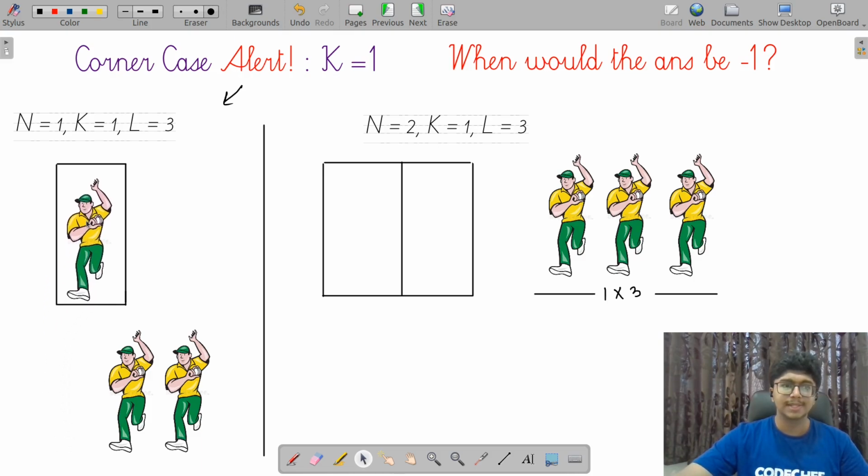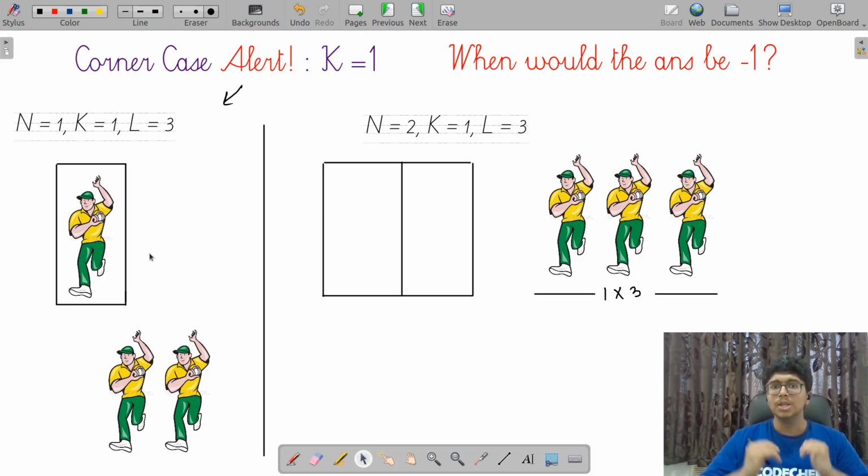What I can do is assign this bowler this particular over, and now it is done, right? So in this case, when the value of n is equal to 1 and the value of k is also equal to 1, we have a valid assignment. So you would say that, okay, this is possible, right?